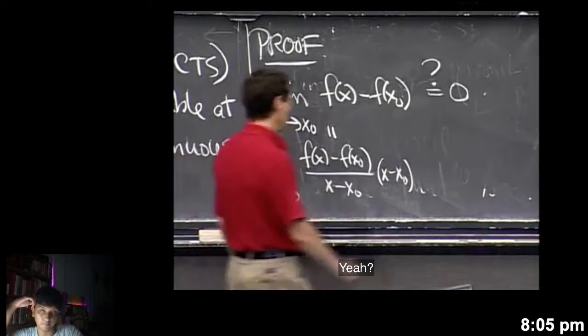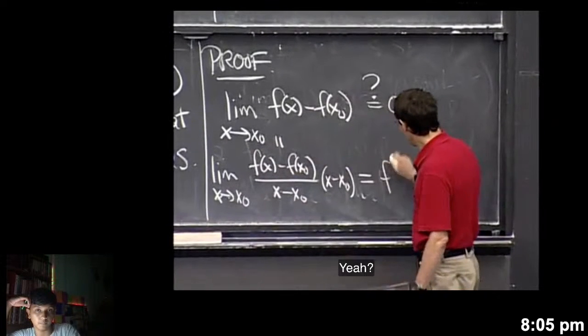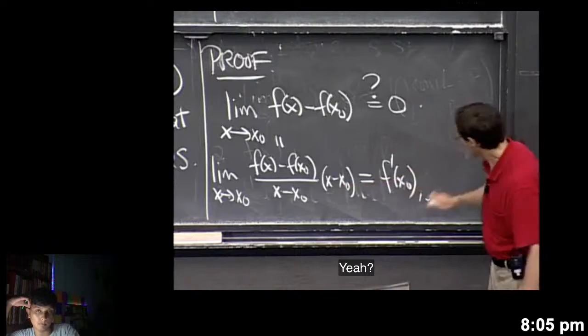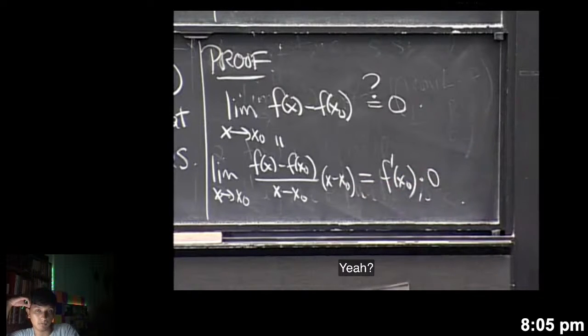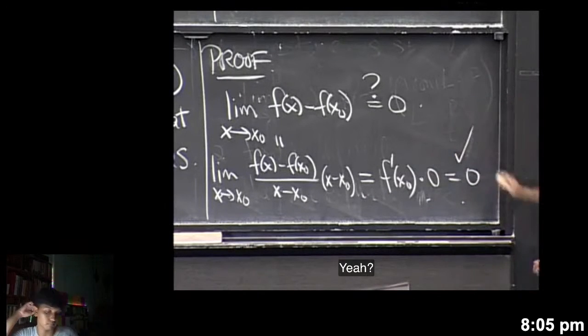And now, when I take the limit, what happens is the limit of the first factor is f prime of x0. That's the thing we know exists by our assumption. And the limit of the second factor is 0, because as x goes to x0, x minus x0 is clearly 0. So that's it. The answer is 0, which is what we want. Right, so that's the proof.